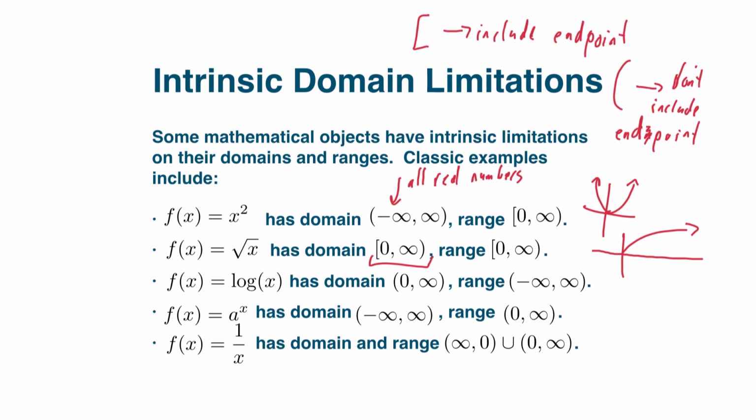Let's look at the logarithm. This is another nice example of having a restricted domain, right? So for the logarithm, you can't put in any number that's not positive. Okay, that is invalid.